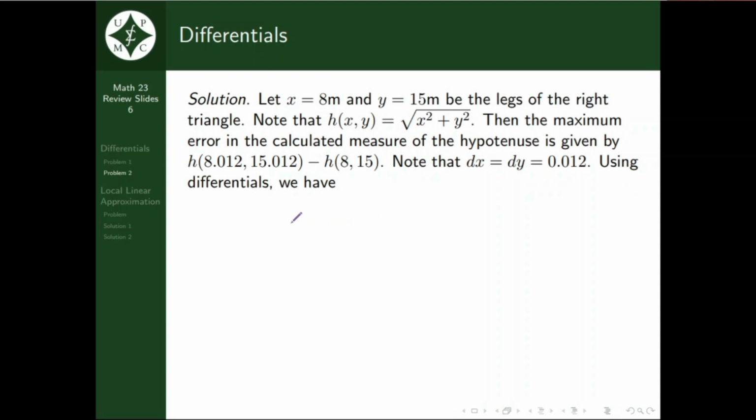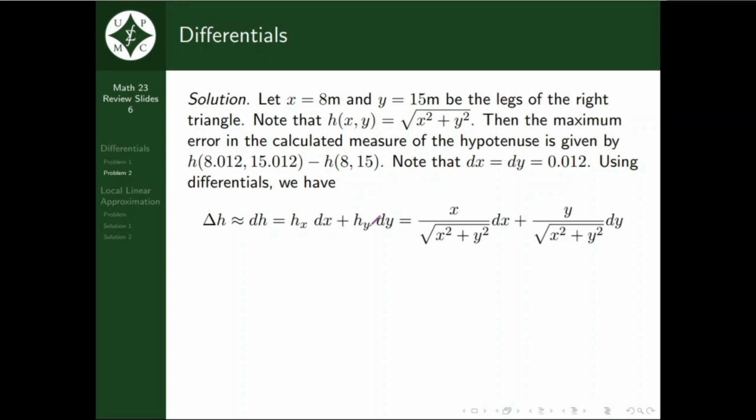So this time we'll make use of differentials. So the delta h we approximate using dh again. So dh is equal to the partial of h with respect to x dx plus the partial of h with respect to y dy. So let's get the partial of h with respect to x. We can find it. So it's just x over the square root of x squared plus y squared. So multiply by dx plus the partial of h with respect to y. So it's this expression here. And then we'll multiply that with dy.